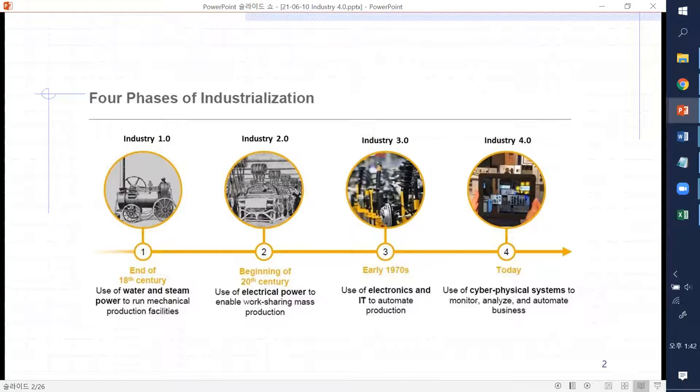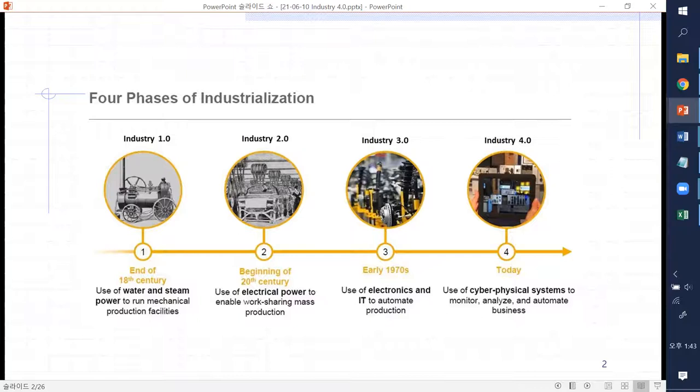And the second industrial revolution was at the beginning of the 20th century. They used electrical power, and also work sharing for mass production. There are more slides on this, but Ford Motors developed the concept of a conveyor belt to start mass production of cars at the time. But behind that story, electrical power is used.